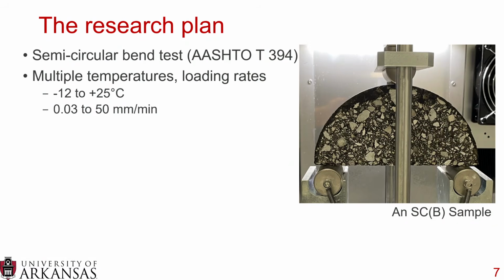So again, as I mentioned, we used the semicircular bend test. This is AASHTO T394, the low temperature semicircular bend test. We tested a range of temperatures from minus 12 to 25 degrees Celsius and 0.03 to 50 millimeters per minute. This is because we wanted to encompass all of the loading rates used on this geometry, because it is also used for the Louisiana State University, the LTRC SCB test.